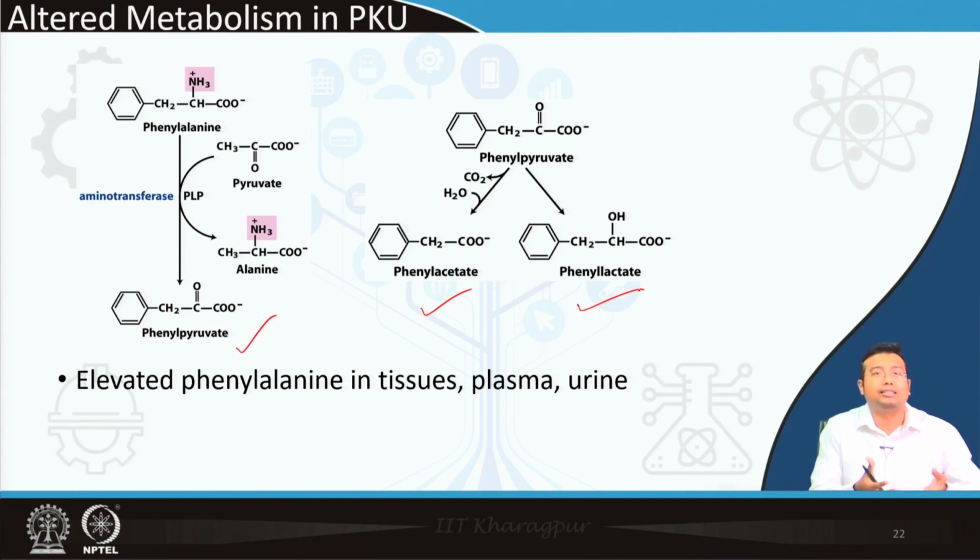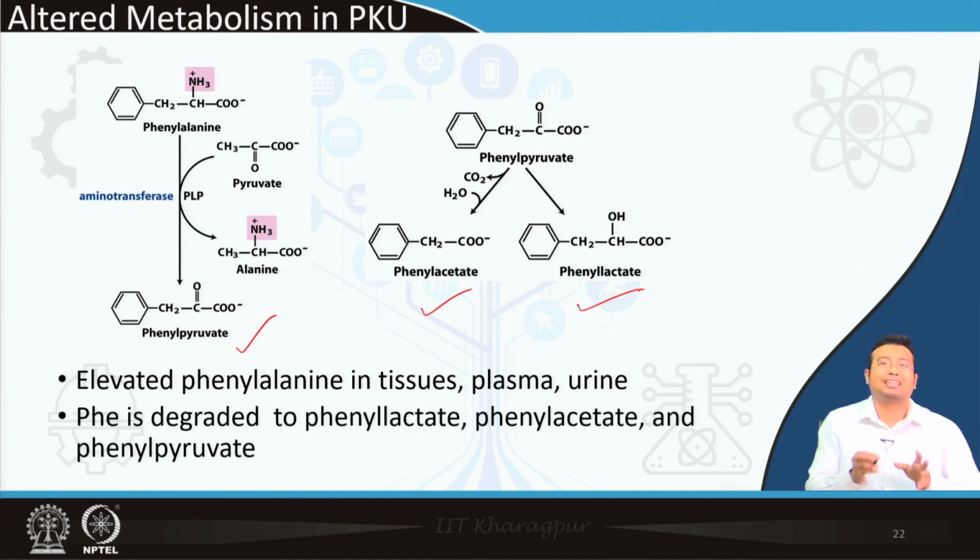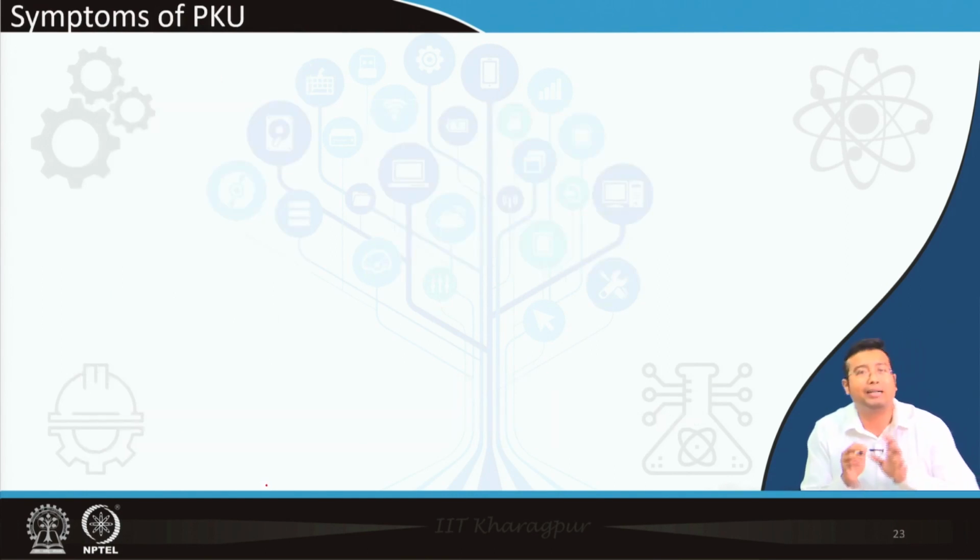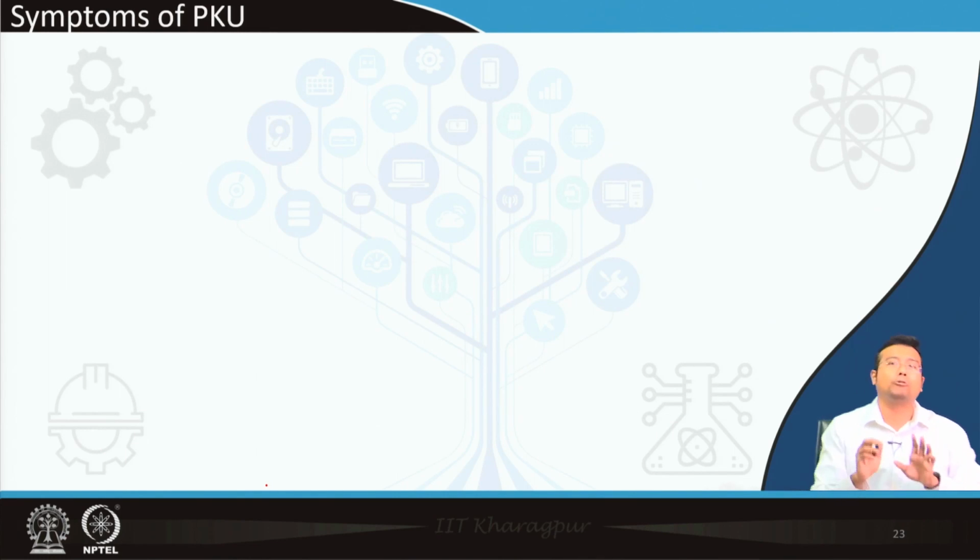But in phenylketonuria, these are produced in excess, and all of these have characteristic properties and are also active agents. If accumulated, they have been found to be culprits in brain damage. With all these altered metabolisms, if we now dissect the symptoms of phenylketonuria, it will be very clear for you to guess.